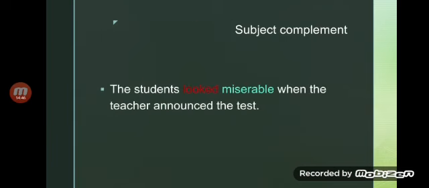The student looked miserable when the teacher announced the test. It is very true, especially nowadays. The student looked. Can you see that here? What is the difference here? Here we are talking about the subject complement, and the subject complement is being connected by that linking verb looked. Looked what? Miserable. We are giving the complete meaning, and we are modifying the subject, that are the students, when the teacher announced the test.